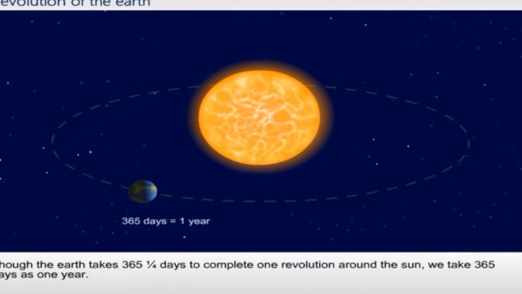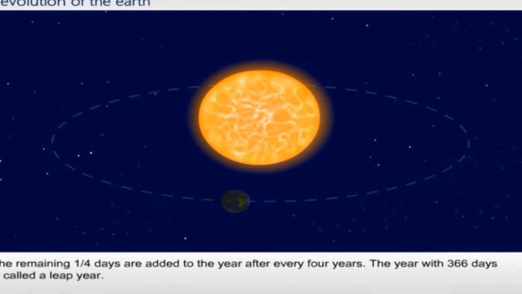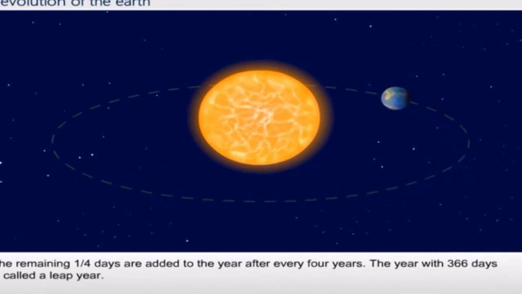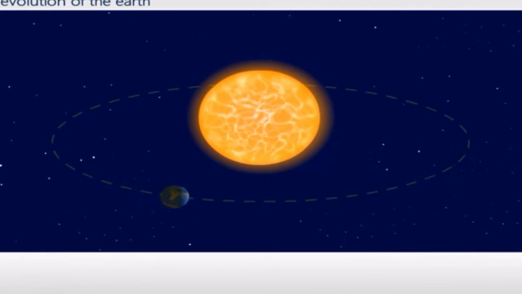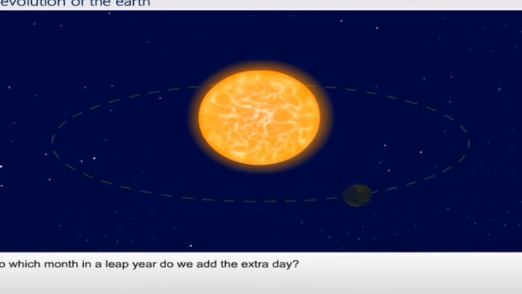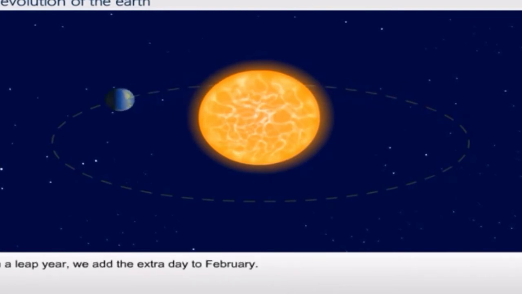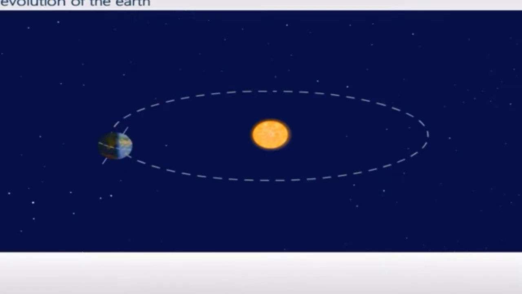And the remaining 1/4 days are added to the year after every 4 years. The year with 366 days is called a leap year. To which month will the extra day be added in a leap year? In the leap year we add the extra day to February. If your birthday is on February 29, you get to celebrate it every 4 years.